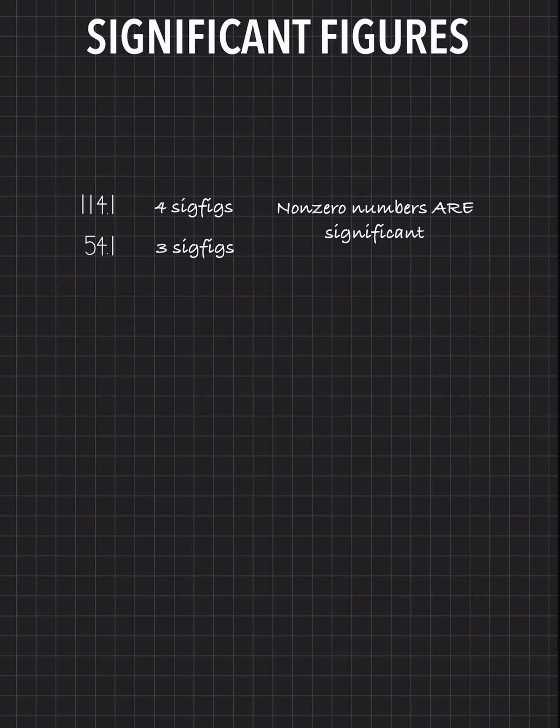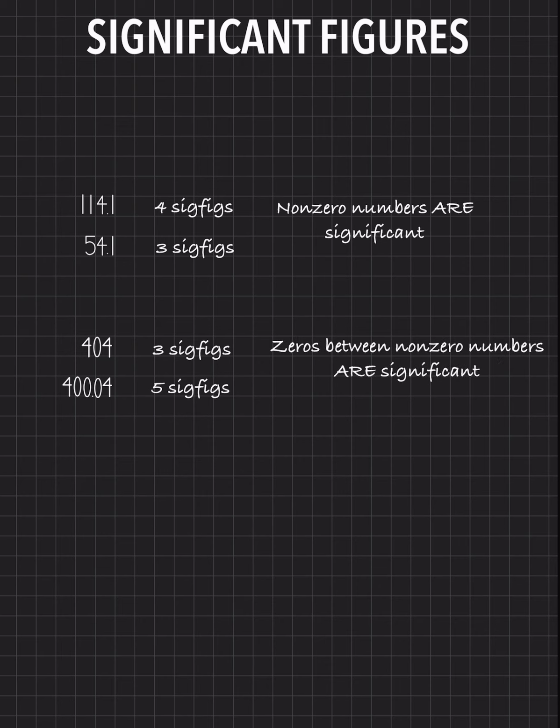So now some of you are thinking, okay, what if I have zeros in between the numbers, like 404? I have 3 sig figs. That's 0 because it's sandwiched between those significant numbers. That makes that 0 significant. So if I have this 400.04, again, I would have 5 sig figs. Why? Because those zeros are sandwiched between those significant numbers, making that significant. So zeros between non-zero numbers are also significant.